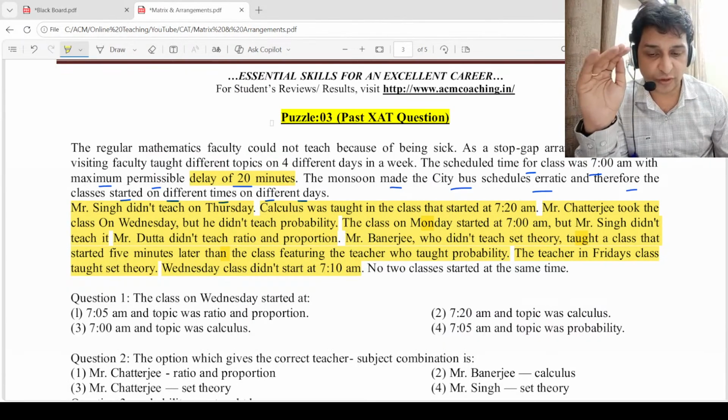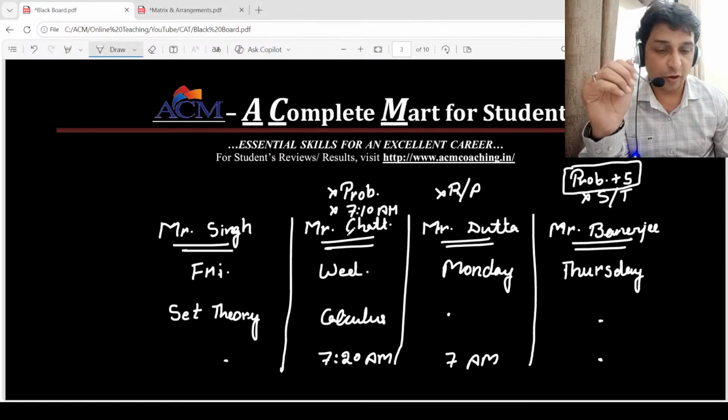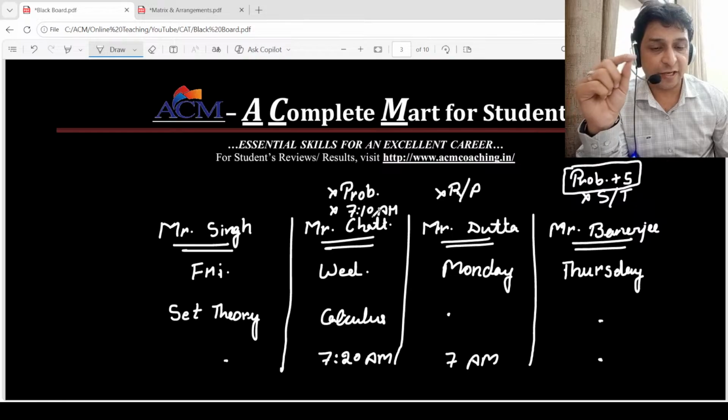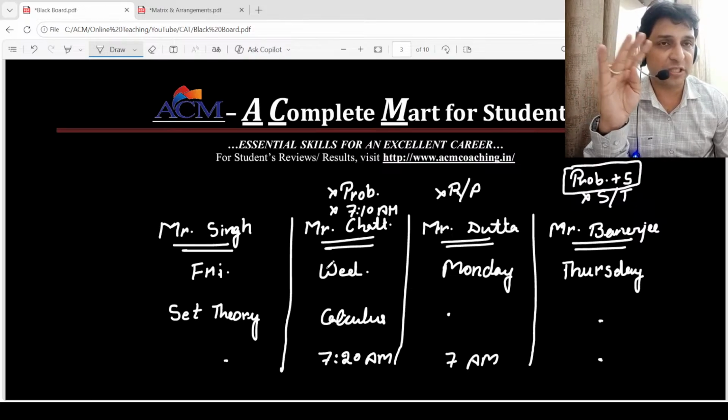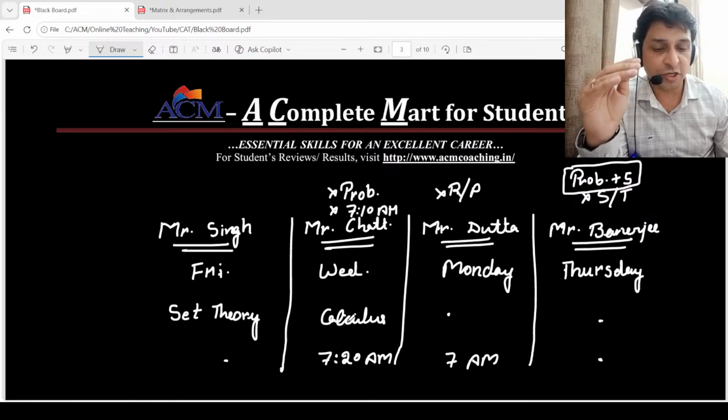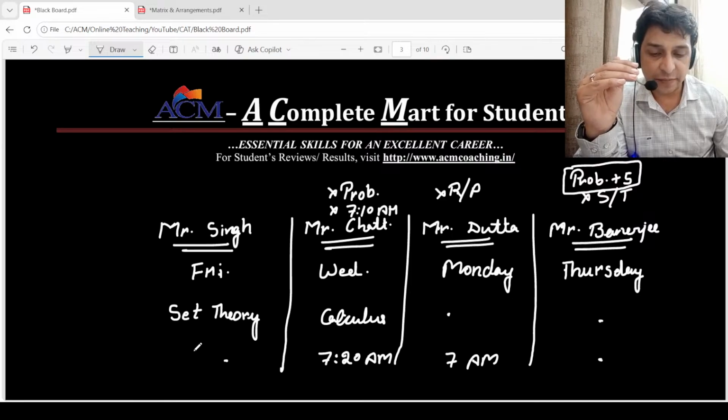I believe this point is quite clear, because Mr. Chatterjee cannot be 7:10, cannot be 7, and the other option is 7:20 or 7:05 or 7:15. 7:05 and 7:15 belong to Mr. Banerjee. So Mr. Chatterjee is going to take the class at 7:20. That means this class is going to be at 7:10.